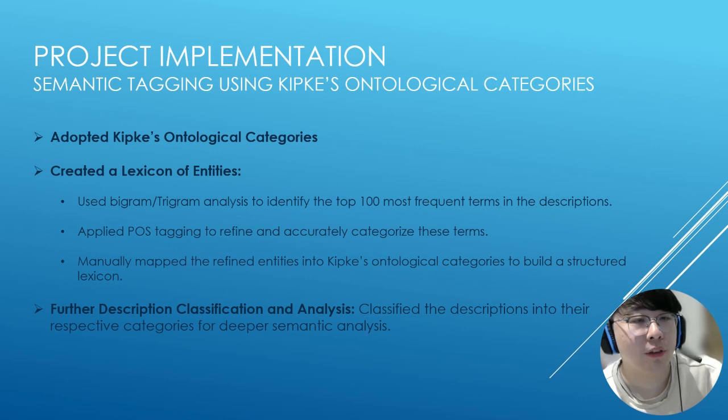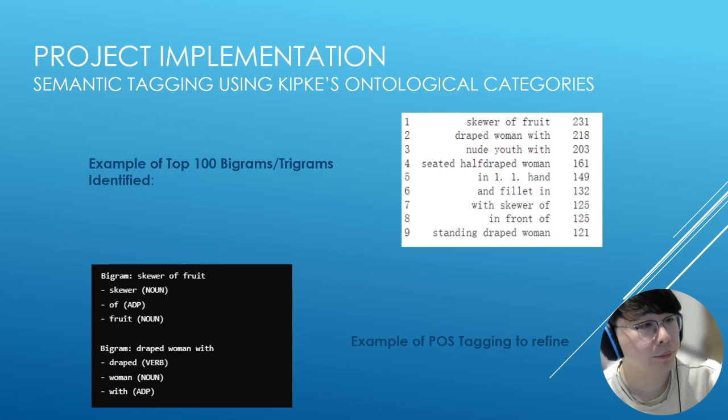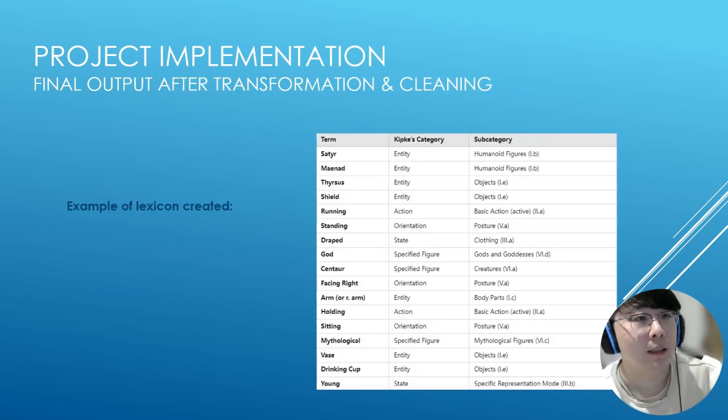Next, we'll confirm the lexicon with the project owner to ensure accuracy. Following that, we will conduct further analysis using a customized NLP model to discover the deeper semantic relationships in the descriptions. This is a demonstration of bigram and trigram analysis and the part-of-speech tagging. This is an example of our lexicon before review with the project owner.